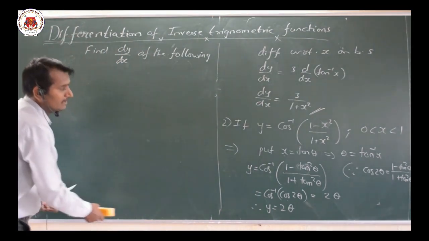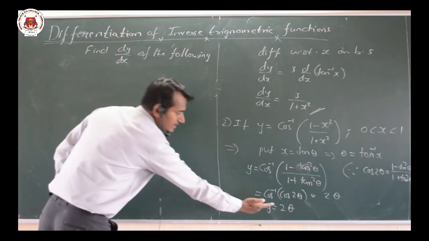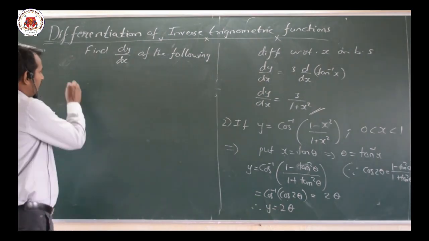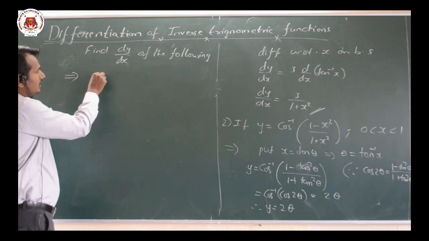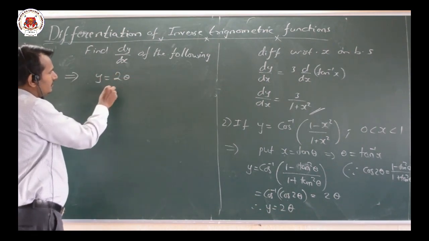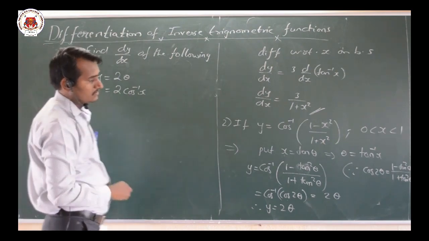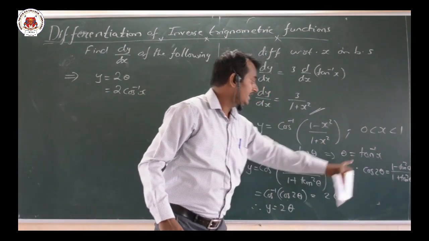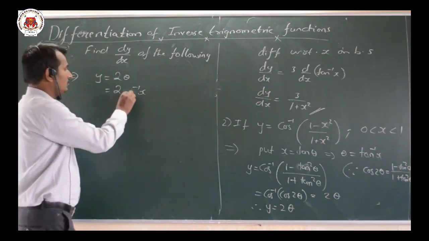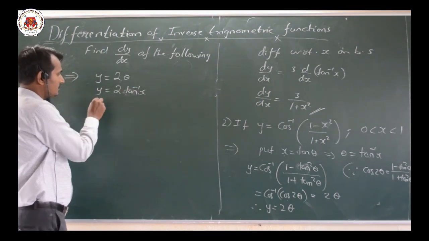But what is the theta value here? Okay, I will continue here. That is y is equal to 2 into theta, which is equal to 2 into cos inverse of x. Okay, no sorry, y equal to what we have? Tan inverse of x. Y equal to tan inverse of x.